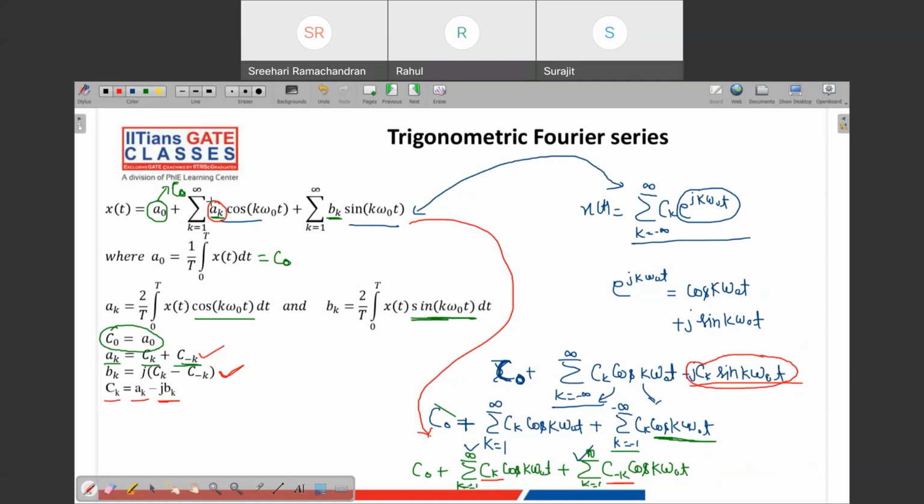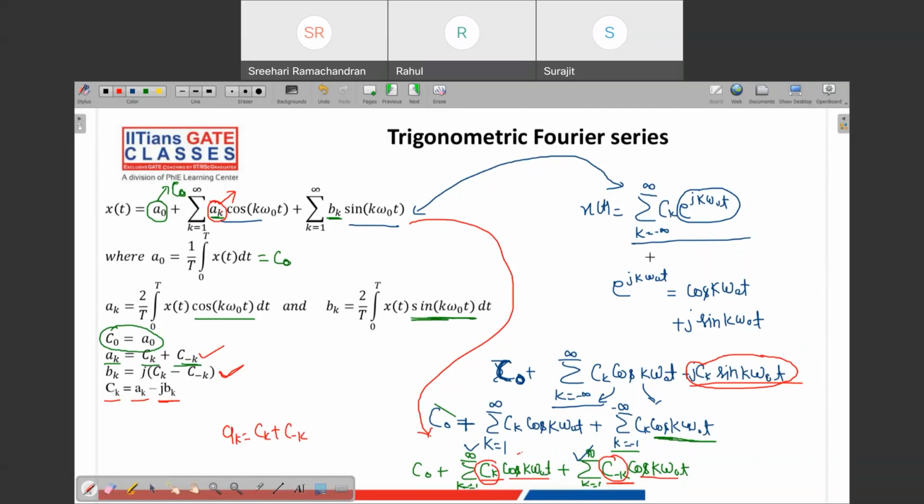If you compare this equation with this equation, in the coefficient of cos k omega naught t we have c of k and c of minus k, and here the coefficient of cos k omega naught t is ak. Both of them have to be equal, and that's why ak will be equal to ck plus c minus k. Is it clear? Yes, sir. I think because of using Euler's formula, it got confused, I guess.